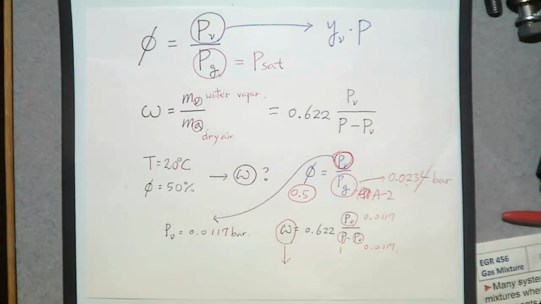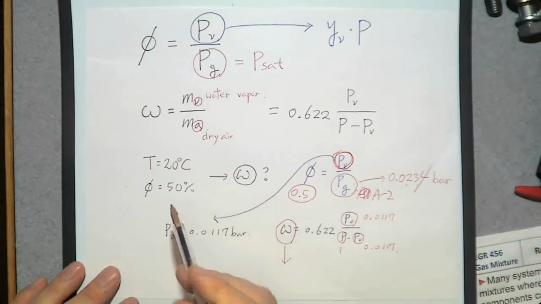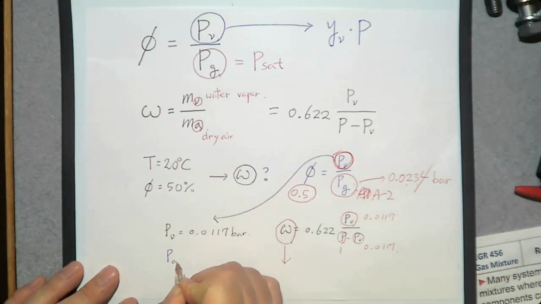So one bar means 100 kilopascal. That is the pressure of the mixture. So moist air. So 1 bar is the pressure of the mixture, which is dry air and water vapor. And when we calculated the partial pressure of water vapor only, that was this number. Then, what is the partial pressure of dry air?